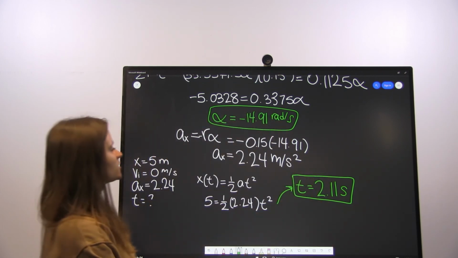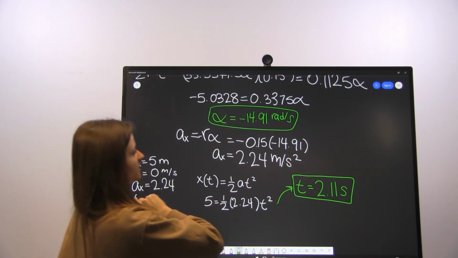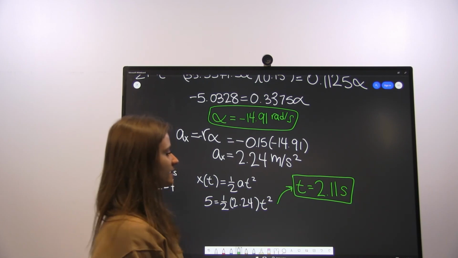So these are our answers. This is our initial angular acceleration, and this is our time it takes to roll 5 meters.